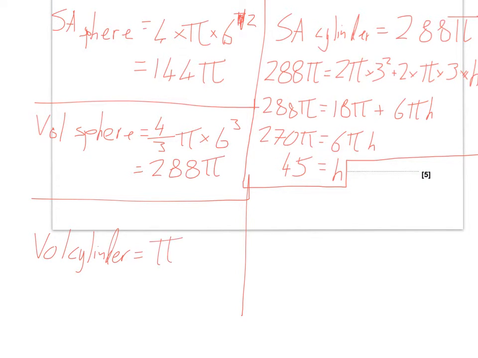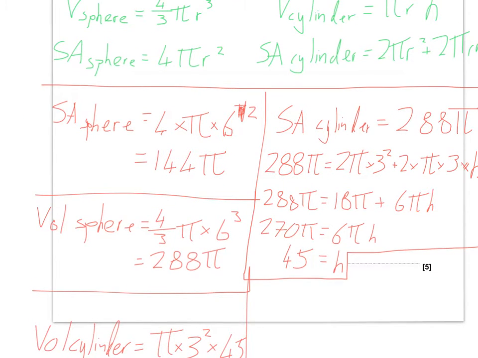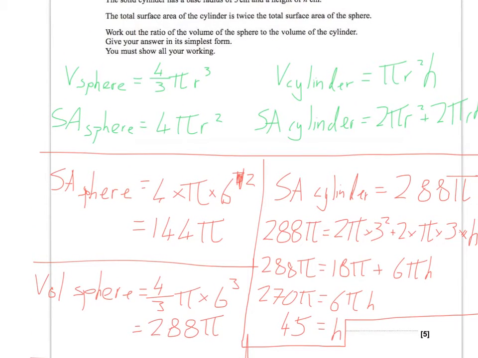Right, now I need the volume of my cylinder, which is pi r squared h. There's no point right now, I've got that written above. It's pi times, it's 3 on the cylinder, 3 squared times 45, which gives me 405 pi. So my ratio, which way around does it want it? It wants the ratio of the volume of the sphere to the volume of the cylinder. So sphere first.